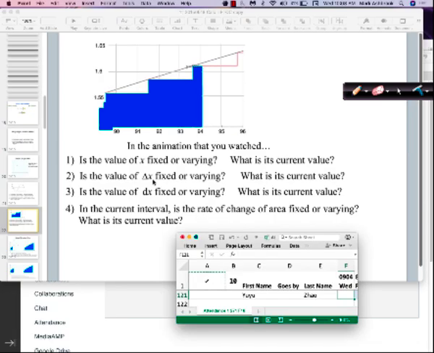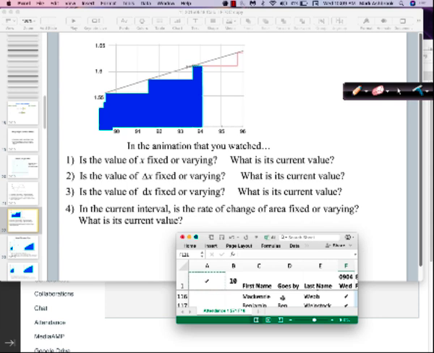Is the value of x in the animation that you watched fixed or varying, Devin? Yeah, x is a varying quantity. And what's its current value? Like 94. She said x was varying, and it's like 94. Okay, what about delta x? Fixed. And what's its value?